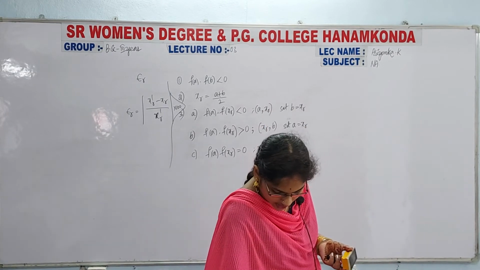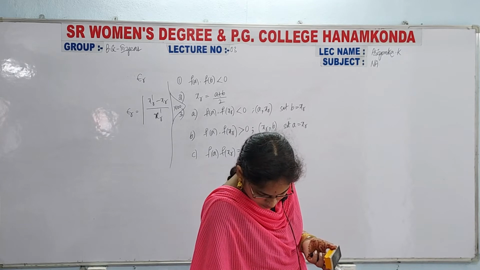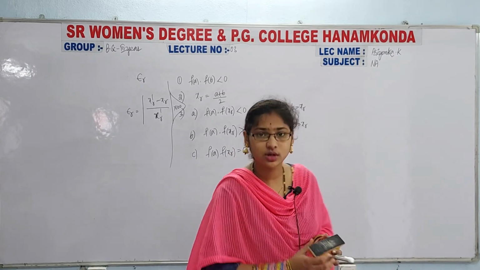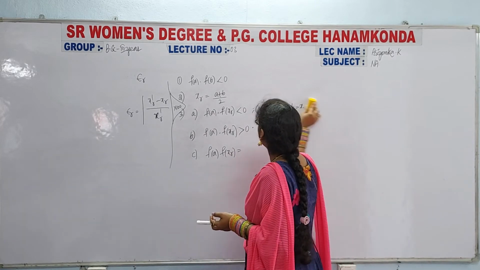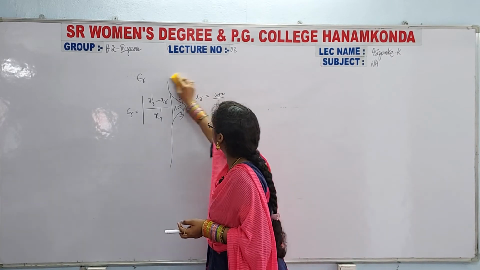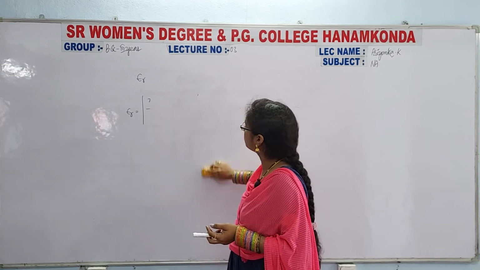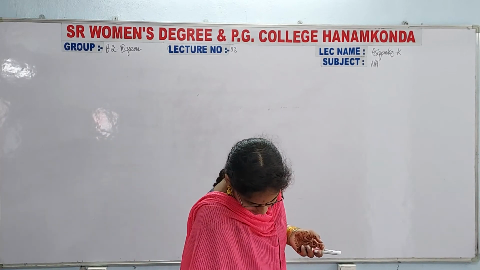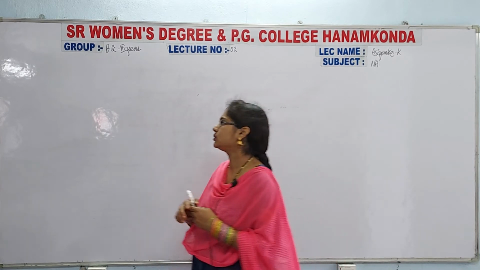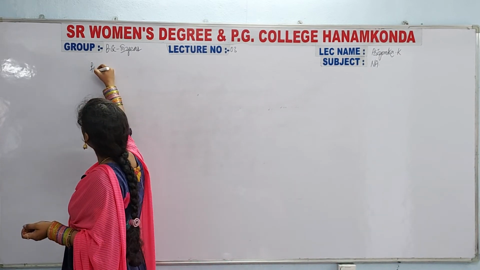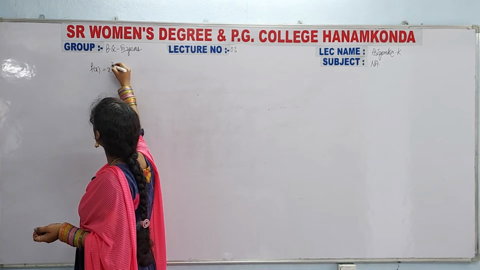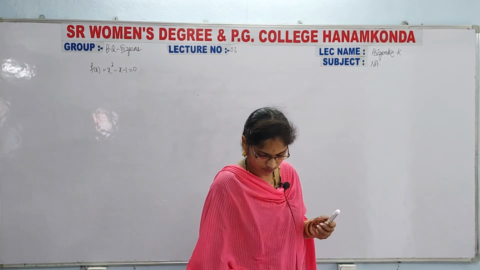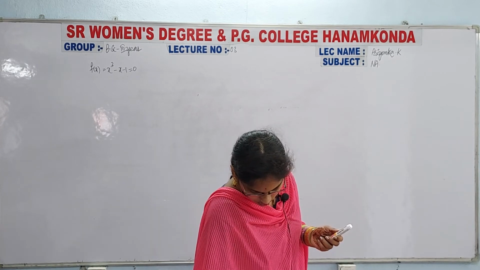Okay, next write down the problem. Find a real root of the equation f of x equal to x cube minus x minus 1 equal to 0.